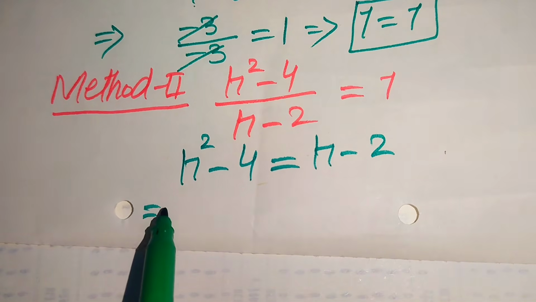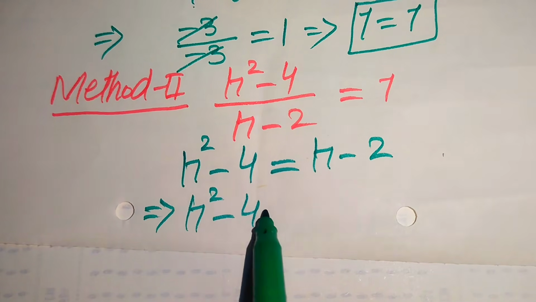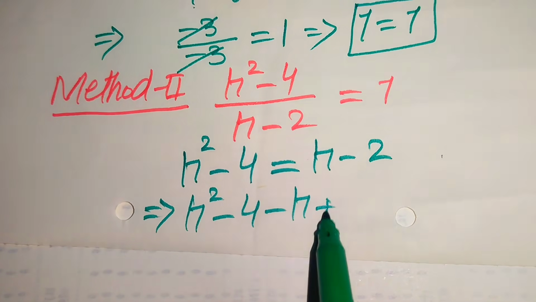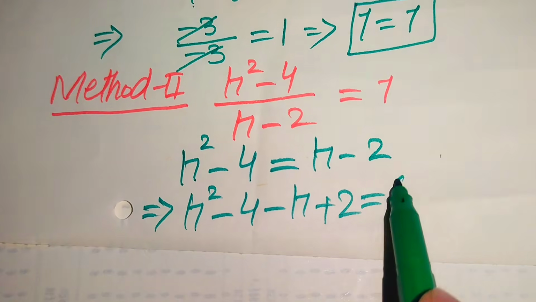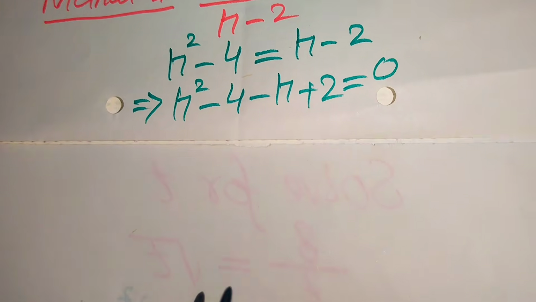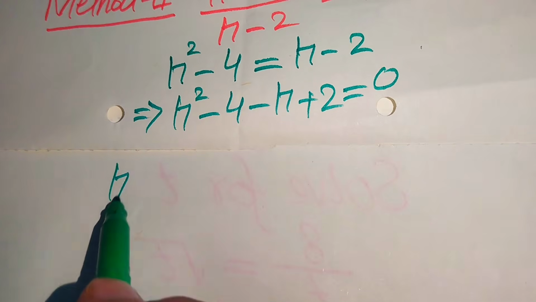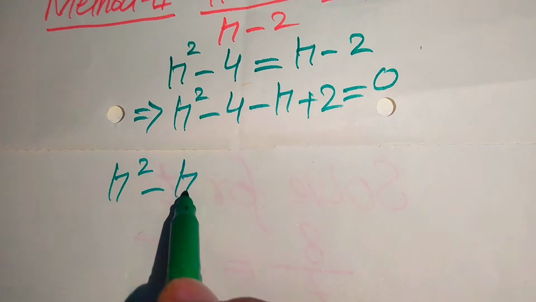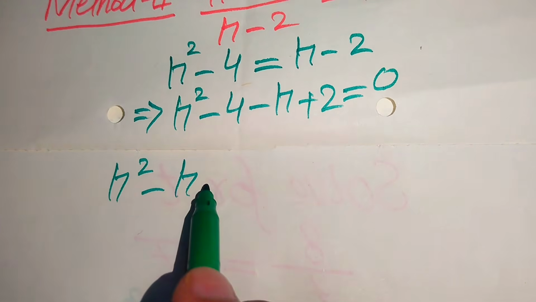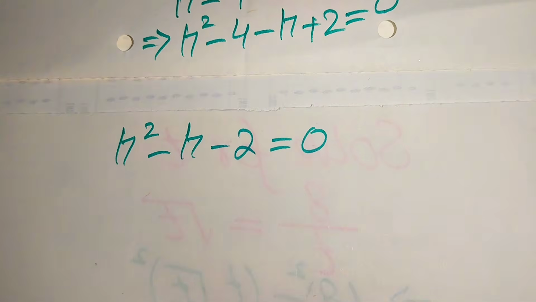And we move all the terms from the right hand side to the left hand side, and it becomes h square minus 4 minus h plus 2, and this whole equation is equal to 0. And here we need a little bit more simplification, and this will be written in this form. So we have h square minus h, and minus 4 plus 2 becomes minus 2, and this whole equation is equal to 0.